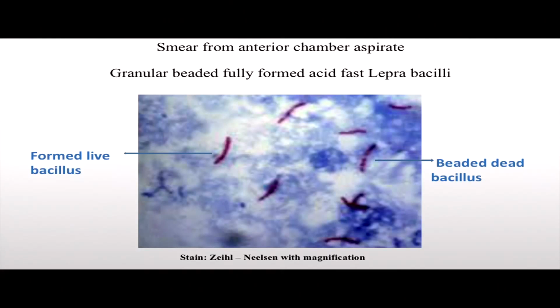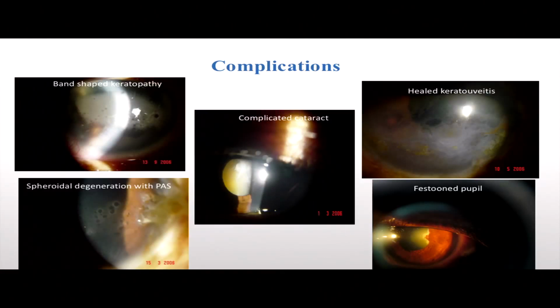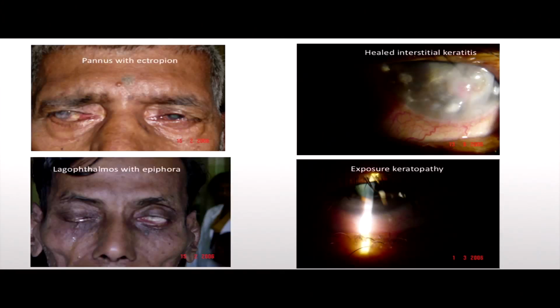So a smear from the aqueous humor in some of the patients was found to yield a positive result, and this picture shows a granular beaded fully formed acid-fast leprosy bacillus which coexisted along with a live bacillus. So the complications that we saw in our patients were band-shaped keratopathy, spheroidal degeneration, complicated cataract, keratouveitis, and a festoon pupil. Again, some of our patients with long-term pannus, lagophthalmos.